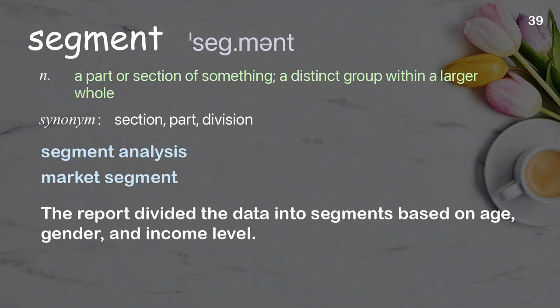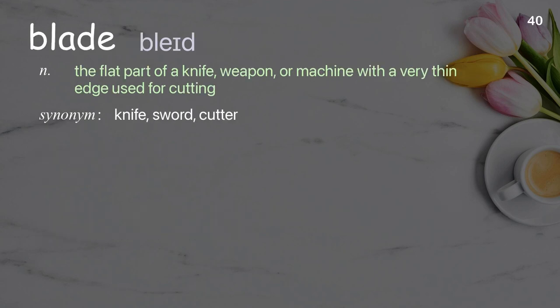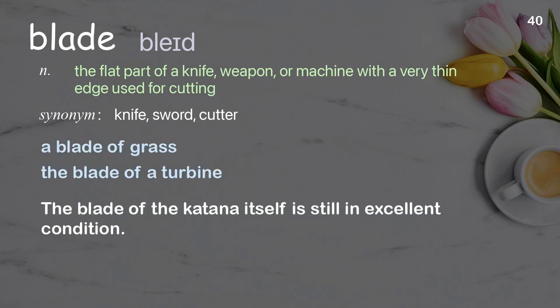Blade. The flat part of a knife, weapon, or machine with a very thin edge used for cutting. Examples: a blade of grass, the blade of a turbine. The blade of the katana itself is still in excellent condition.